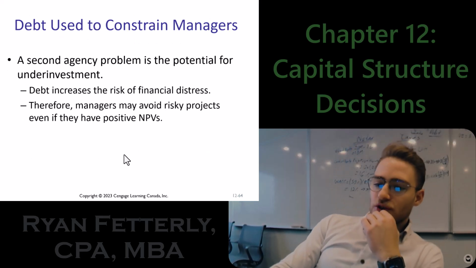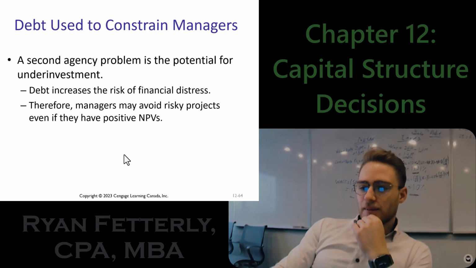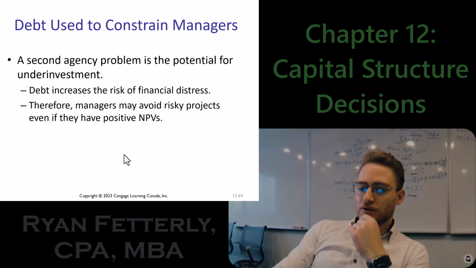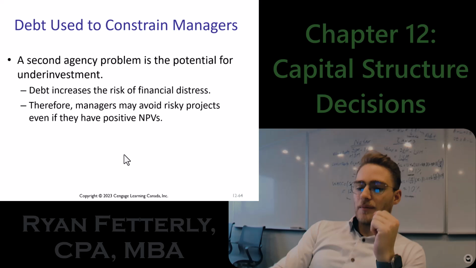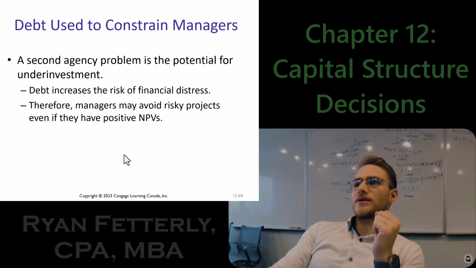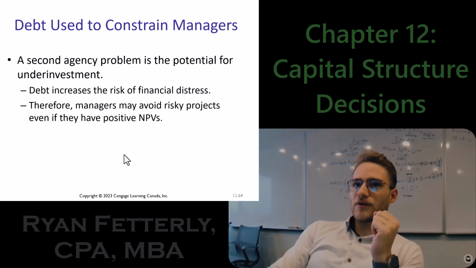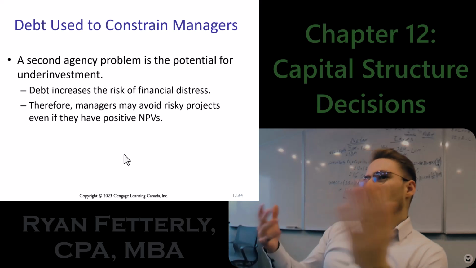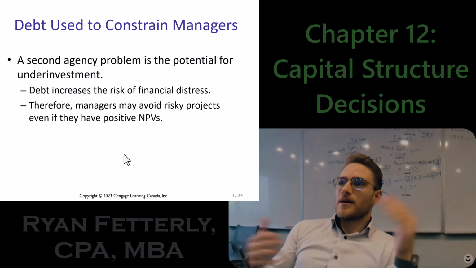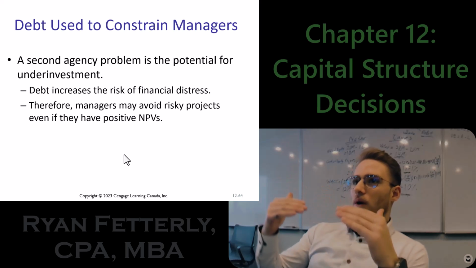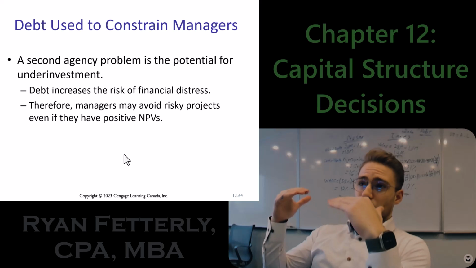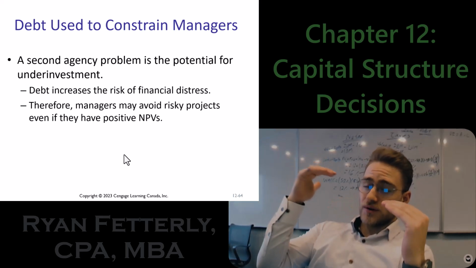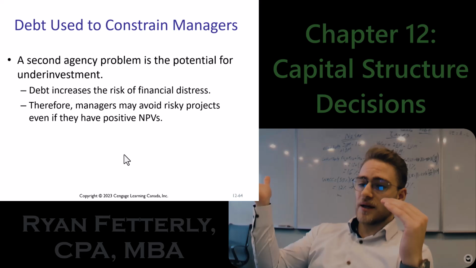So, debt used to constrain managers. A second agency problem is the potential for underinvestment. Debt increases the risk of financial distress, right? So therefore managers may avoid risky projects because, if they have a super low weighted average cost of capital, right? They might just invest in anything, right? But as your risk goes up, your required return also goes up, right? What's going to happen is your weighted average cost of capital goes up, and therefore your threshold goes up too for what kind of projects you're going to accept, right?